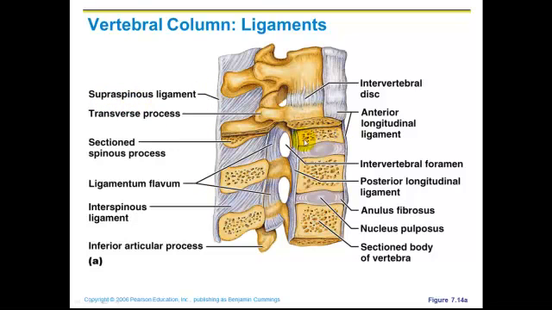You can also see the intervertebral discs. These intervertebral discs are a very special kind of cushioning. They are made predominantly of fibrocartilage with a kind of gel on the inside, so we'll see those separately.